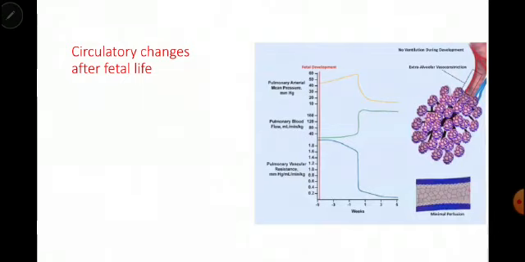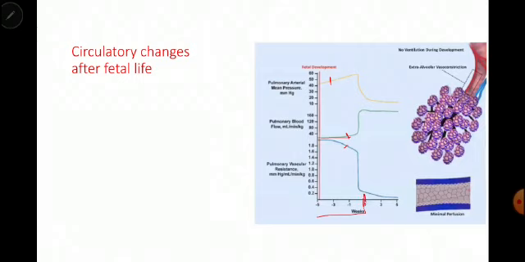Before talking about the assessment of pulmonary hypertension, let's talk about the circulatory changes after fetal life. This is a simple diagram showing the blue line, which is the pulmonary vascular resistance. The green line is the pulmonary blood flow, and the yellow line is the pulmonary vascular pressure. So during fetal life, the resistance is very high, and because the resistance is very high, the pressure is very high, and the pulmonary blood flow is low.